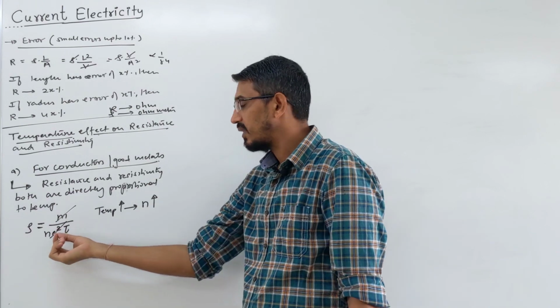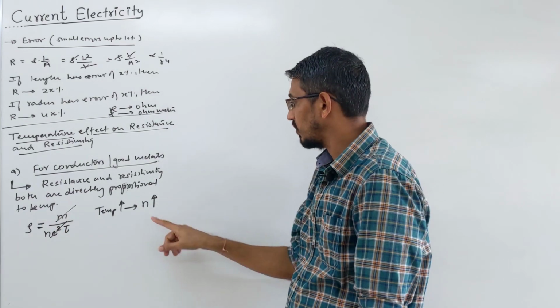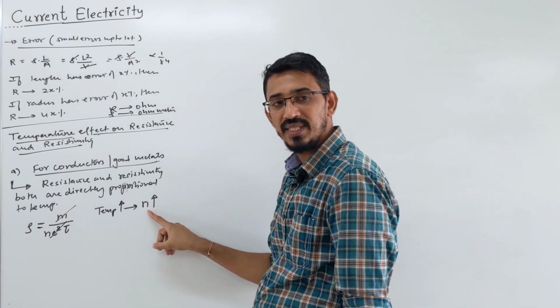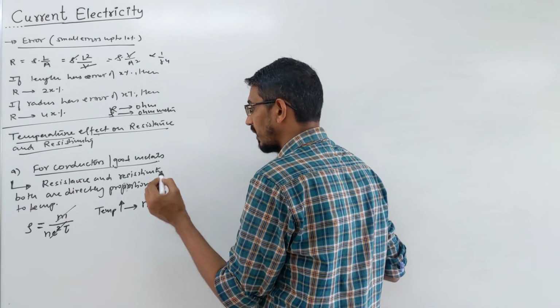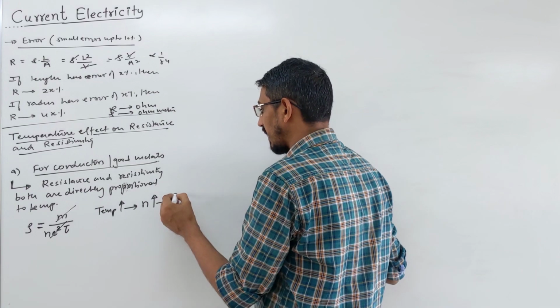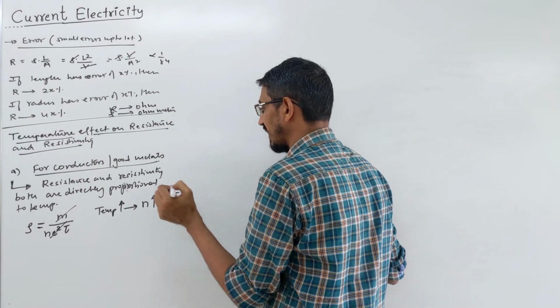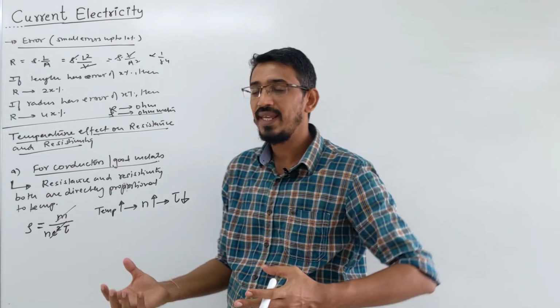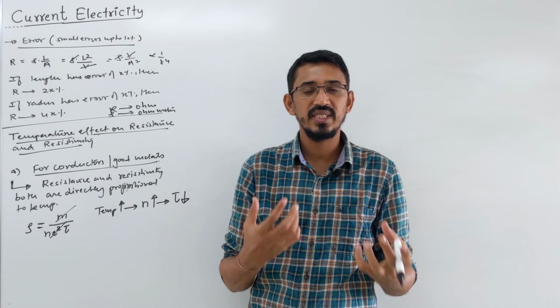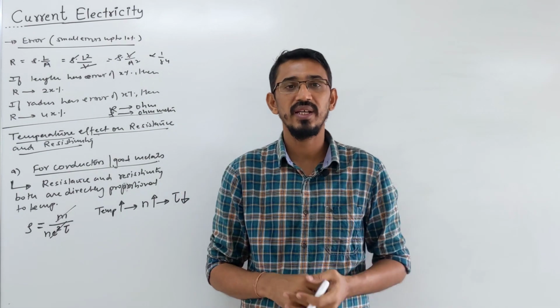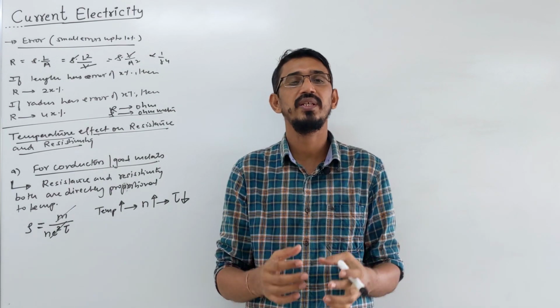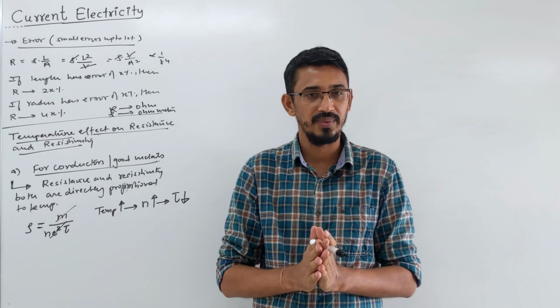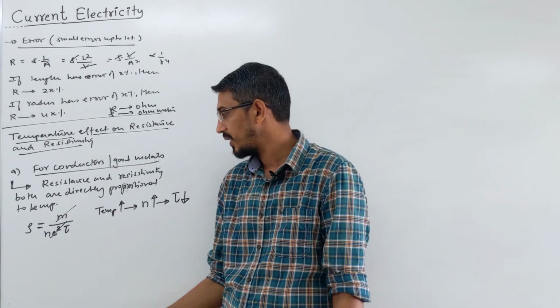When you heat, some extra electrons will be gained, so the number of electrons and the density will increase. But the more significant effect is this tau. The relaxation time will decrease because you are supplying heat. Heat means these electrons are gaining thermal kinetic energy. So they move faster. If the electrons are moving faster, the time taken between collisions is reduced. Hope you are understanding.